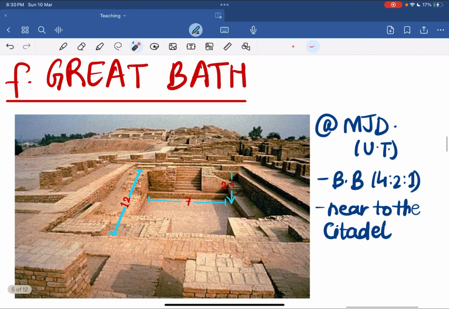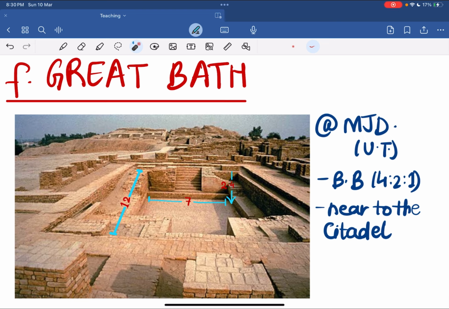It's constructed with burnt bricks, again in the ratio of 4:2:1. It's near the Citadel Mount. So Citadel Mount is somewhere here, and ये हमारा Great Bath हो गया. One corner of the bath, a drain outlet has been found. So where is the drain outlet? कहीं ना कहीं तो पानी ड्रेन होगा ना, कहीं ना कहीं से.